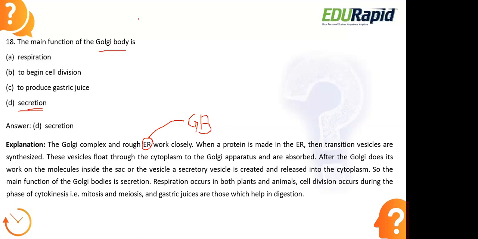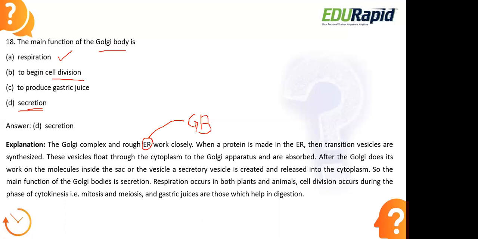Now looking at the rest of the options, respiration. We know that respiration happens both in plants and animals, right? During this respiration process, we take in oxygen and leave out carbon dioxide. The same happens in plants.